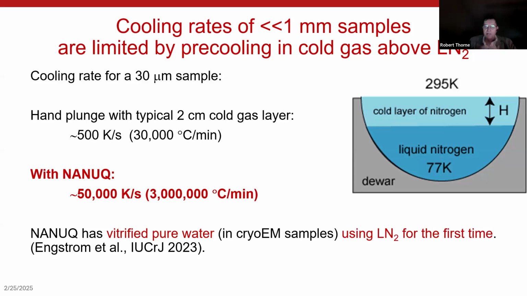Of course, you could do much better hand plunging if you know exactly what you're doing, but most people don't. And actually doing it reproducibly is pretty hard. You really need good hardware. And as a measure of just how well this works, we've shown that using this instrument we can vitrify pure water for use in cryo-EM work, which is something that Nobel Prize winners said didn't seem to be possible.